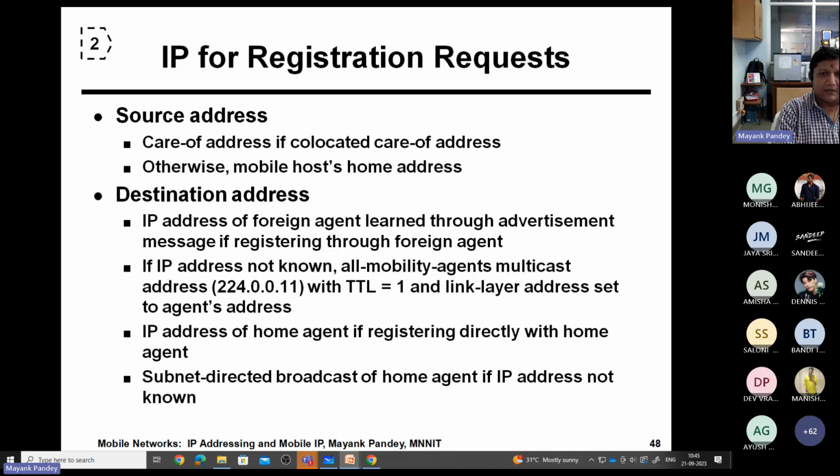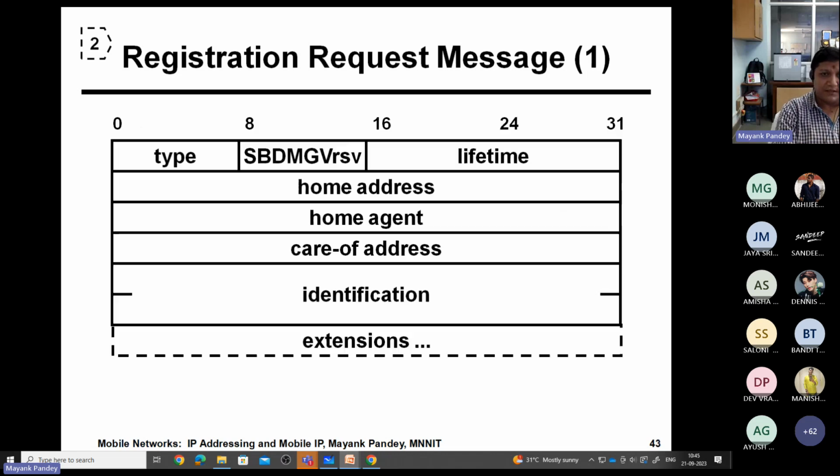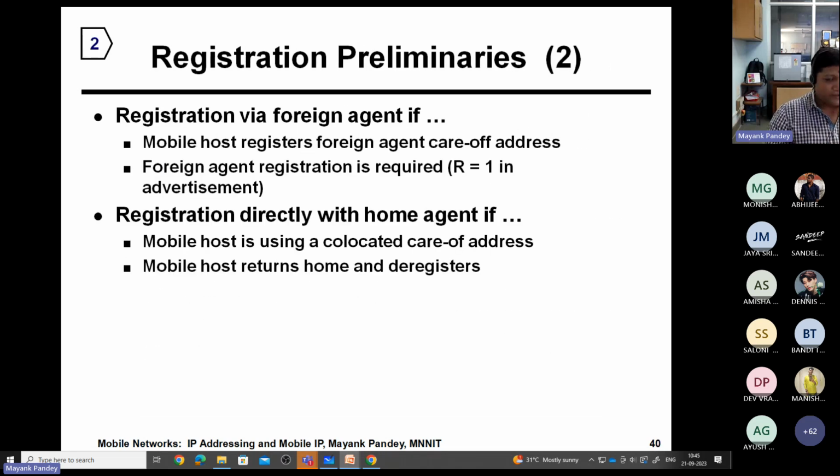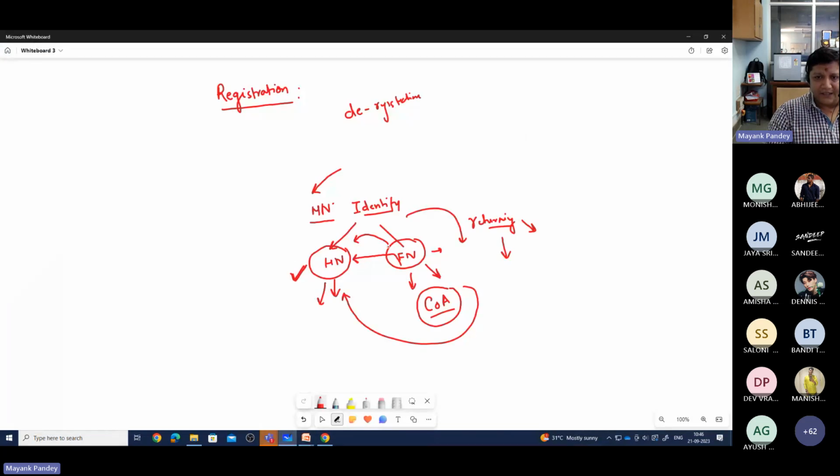Don't worry about the details which are regarding these bit fields and other things, because there are advanced concept of mobile IP, which we'll be seeing after midsem. Right now, the important point is registration. How the registration is done? Registration is done listening to the agent advertisement, getting a care of address, and then relaying the registration request to the home network. Home network will update its database, accept the registration, and now mobile node is registered to the foreign agent.